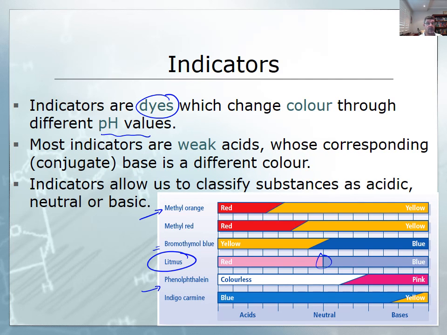Indicators are the substances that we use to identify the nature of different substances around our home, and also one of the ways it helps us to monitor the pH in our natural environments. So we'll have a look at each more of these in future videos.